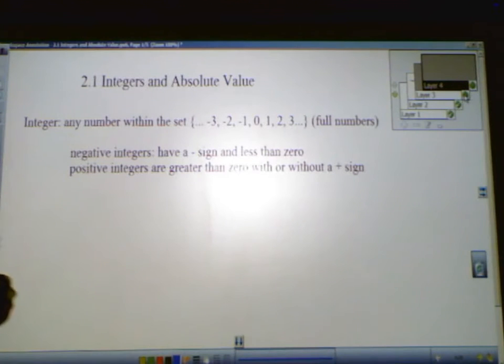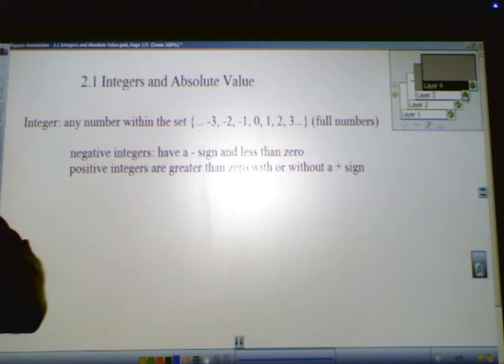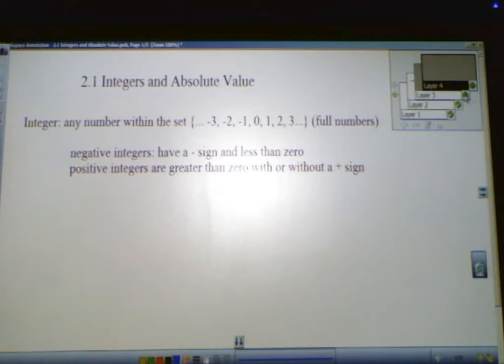So in Chapter 2, we're going to start out with integers and absolute value. Your first vocab word is going to be an integer, and an integer is any number within the set of negatives through positives. Okay, so if you think of like negative 17 or negative 2, 0, 1, 4, a million, basically any number that is a full number or a whole number is considered to be an integer. You won't have any halves, you don't have any decimals, it's all whole numbers. Okay, so any number within the set of infinity of the negatives to infinity of the positives.